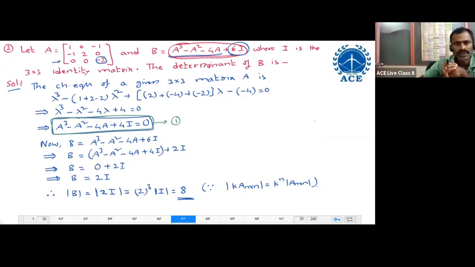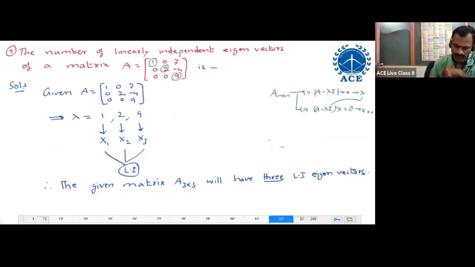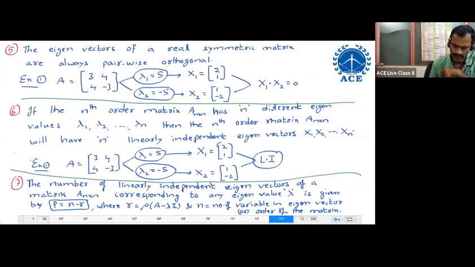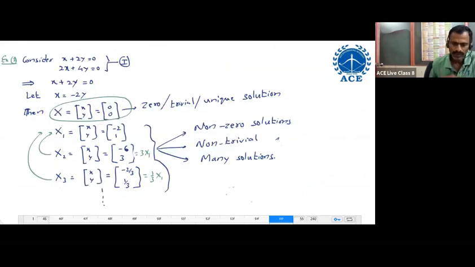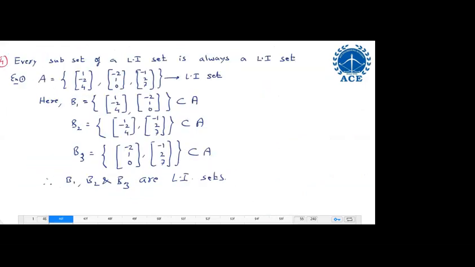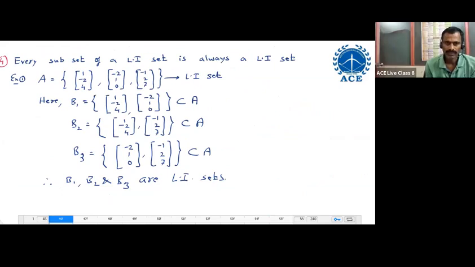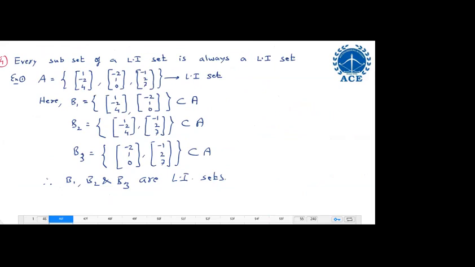Sir, could you please open frame number 46, sir? Okay, sir. Wait. I can take a snapshot, sir. Okay, thank you, sir.